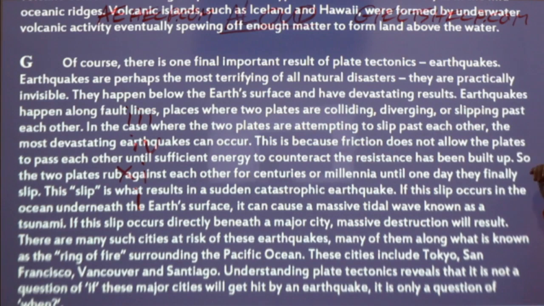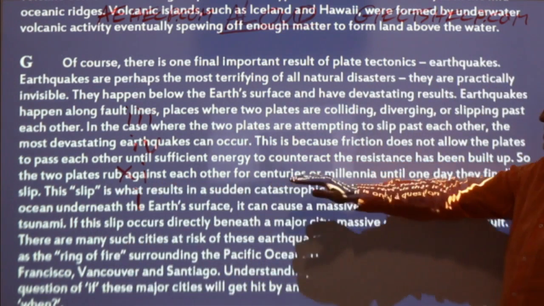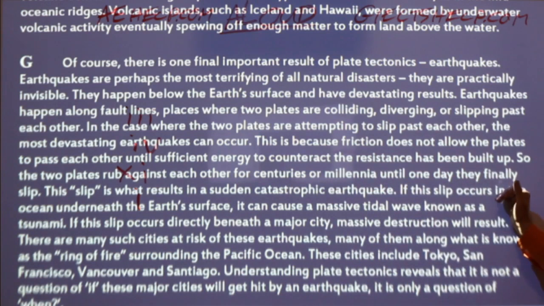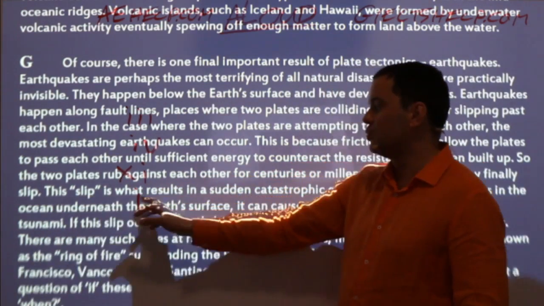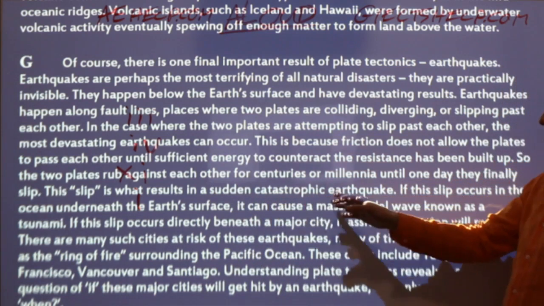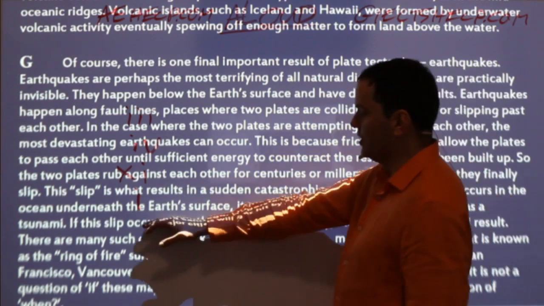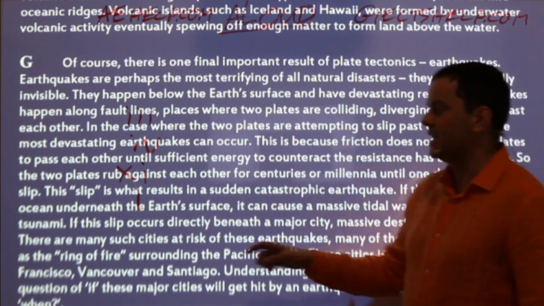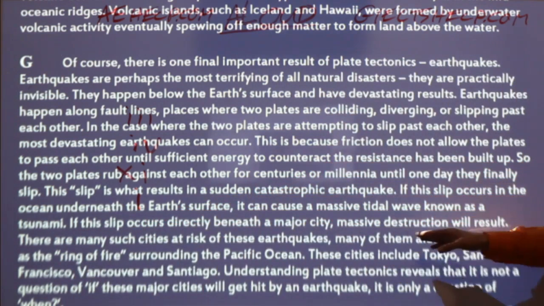has been built up. So the two plates rub against each other for centuries or millennia until one day they finally slip. This slip is what results in a sudden catastrophic earthquake. If this slip occurs in the ocean underneath the Earth's surface, it can cause a massive tidal wave known as a tsunami. If this slip occurs directly beneath a major city, massive destruction will result.